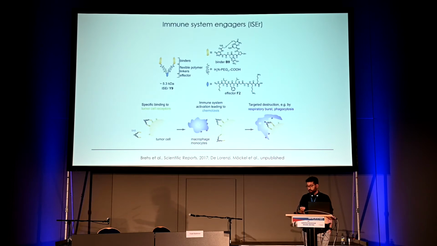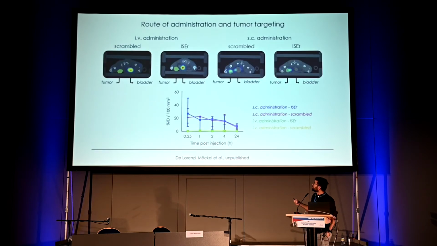But this is a small molecule, so when we inject it IV, you can see very nicely, as Dr. Beckman also mentioned before, that we can very easily distinguish the signal between tumor and bladder. When we inject these small molecules IV, we can see that both the scrambled molecule and the actual engager go to the bladder, and you can see by the quantification that we don't achieve any tumor targeting.